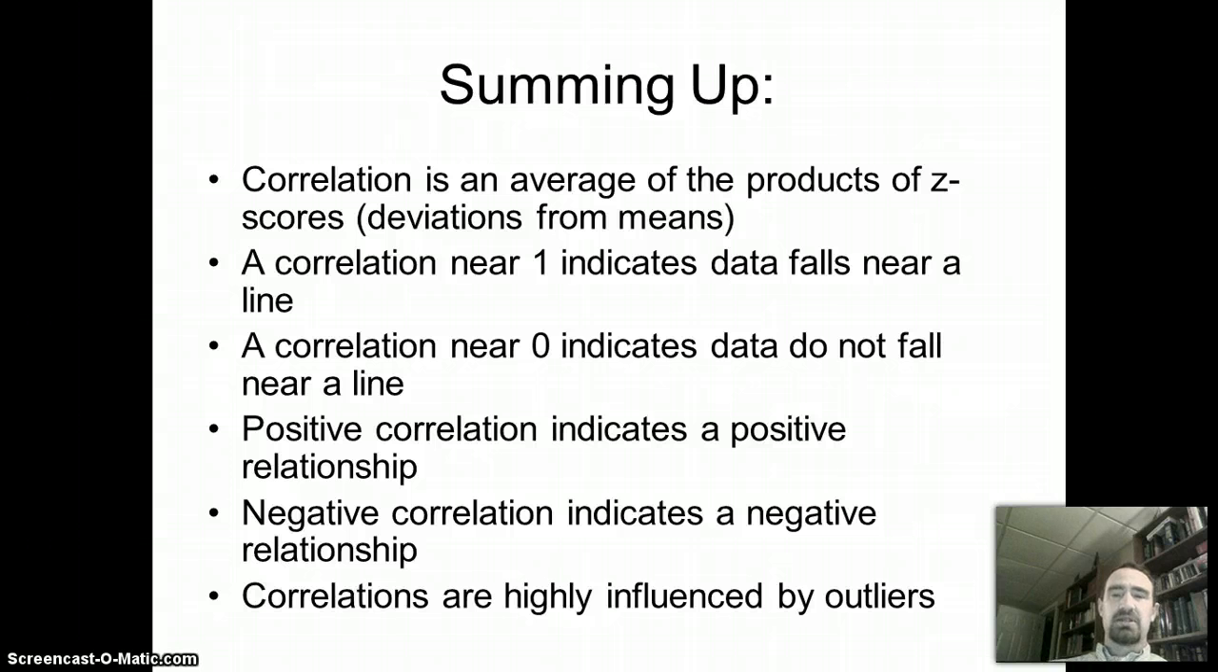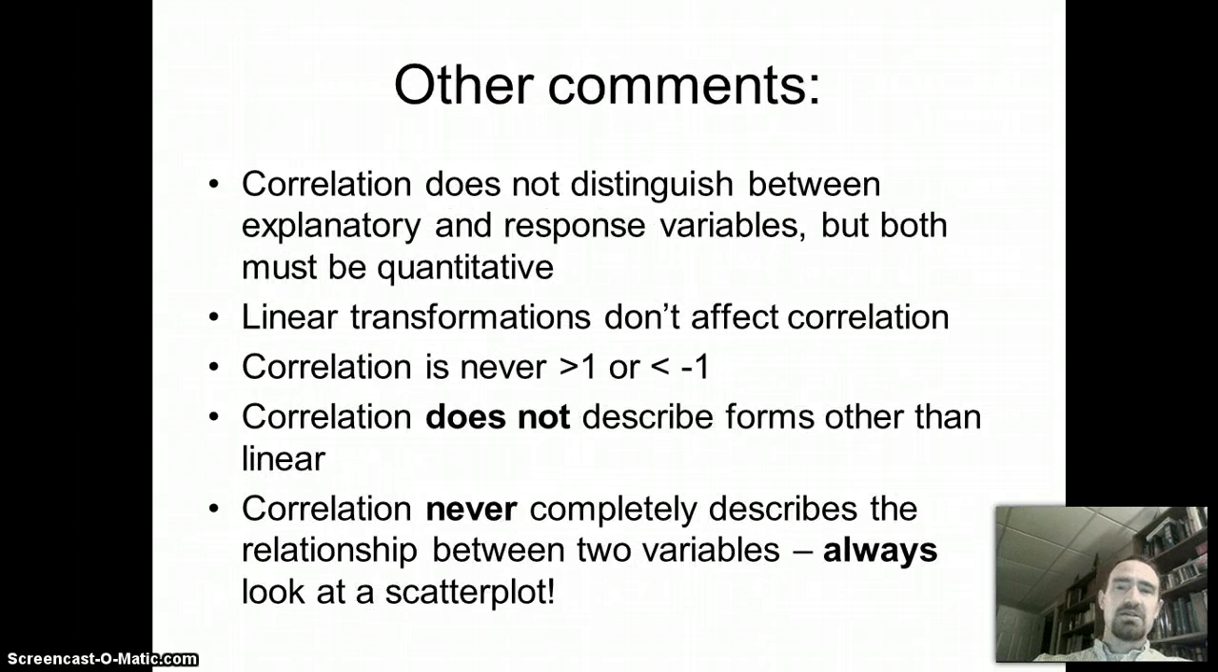So summing up, correlation is an average of the products of the z-scores, how far things are from average. A correlation near 1 indicates the data falls near a line, a strong linear relationship, whereas near 0, not a strong linear relationship. Positive correlation indicates positive relationship, and negative, a negative relationship. And also take note, correlations are highly influenced by outliers. A couple other things to take note. Correlation doesn't distinguish between explanatory and response variables. We saw on SPSS output, it didn't matter which variable came first, they both gave out the same correlation.